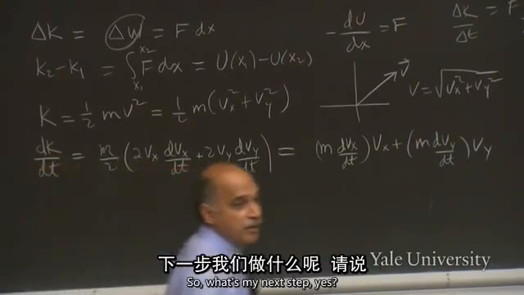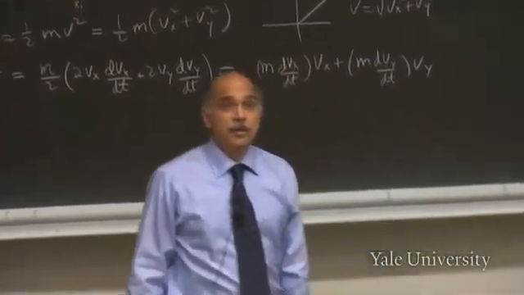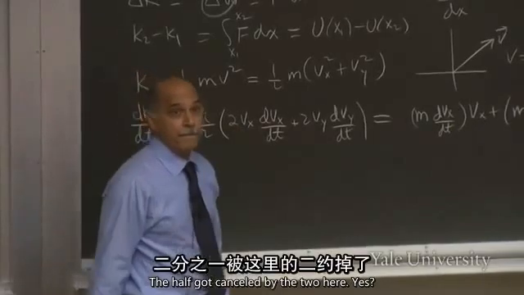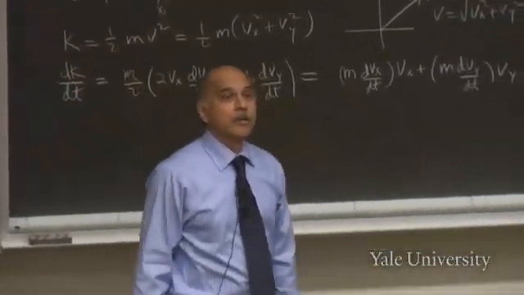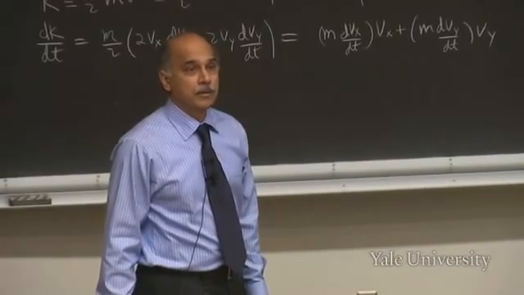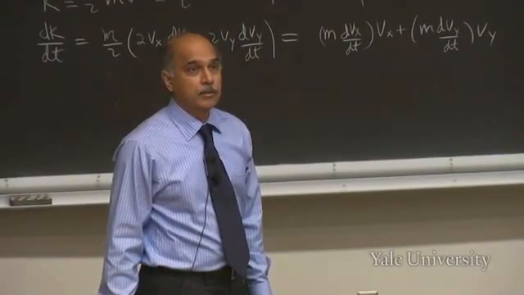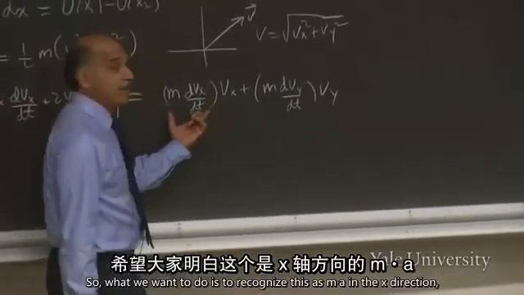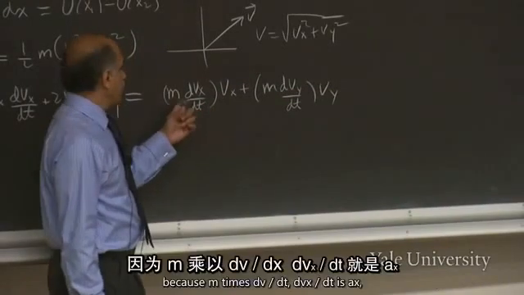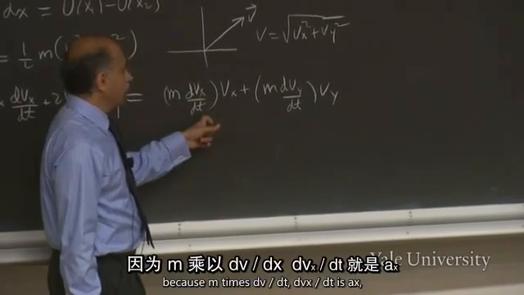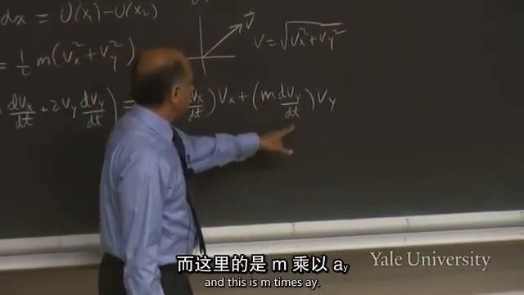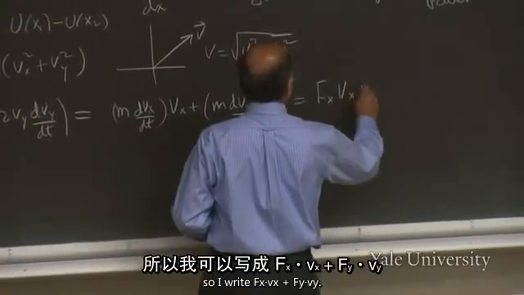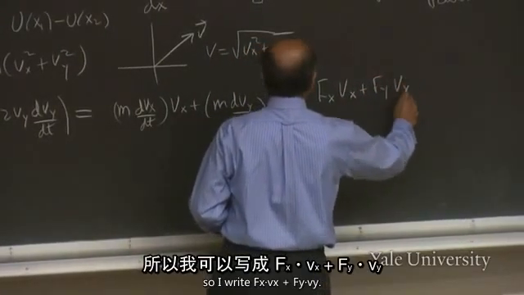So what's my next step? Yes? What happened to the half? The half got cancelled by the 2 here. Yes? Converting m dv/dt to acceleration, m dv/dt is force. That's correct. So what we want to do is recognize this as ma in the x direction, because m times dvx/dt is m ax, and m times ay, therefore they are the forces in the x and y directions. So I write Fx vx plus Fy vy.